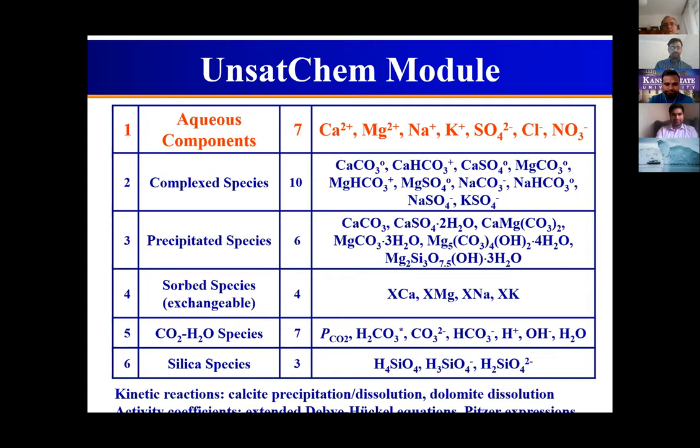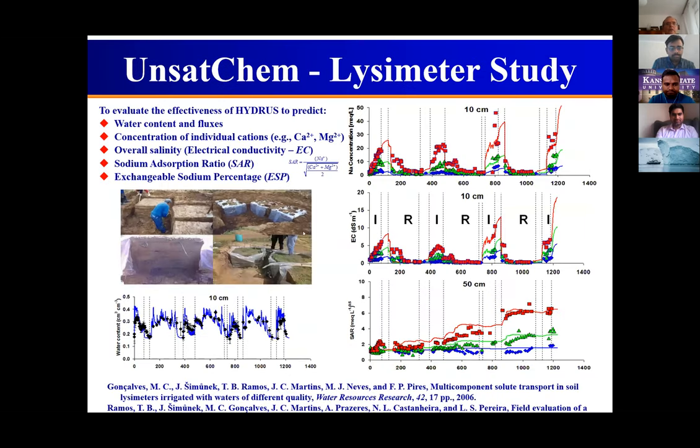And I will show you one where we use the model to simulate irrigation of lysimeters. So we had a couple of lysimeters which were irrigated with waters of different quality, different SAR or EC, and we wanted to predict variable water contents, concentrations of individual cations such as sodium, calcium, then the overall salinity expressed as electric conductivity and SAR. And what you see in these graphs are measured data as well as prediction by the model, which was run without any calibration. Everything was measured. Soil hydraulic properties were measured, Gapon constants were measured, etc.